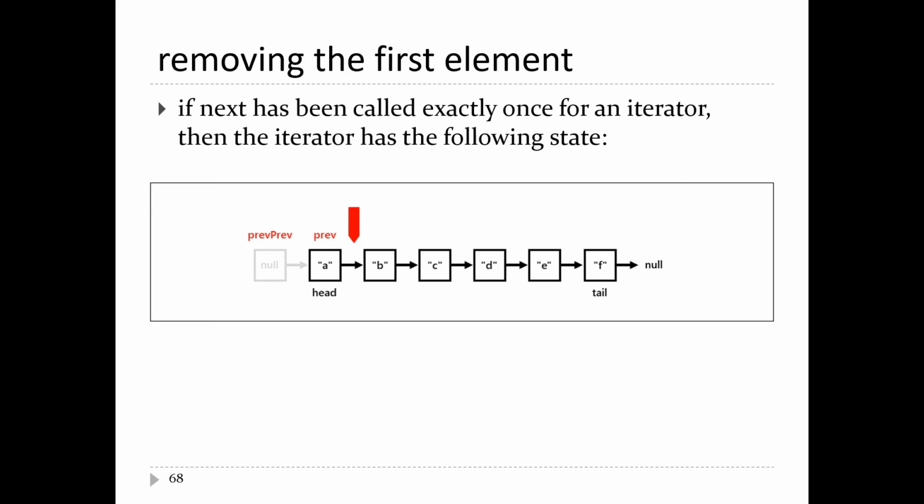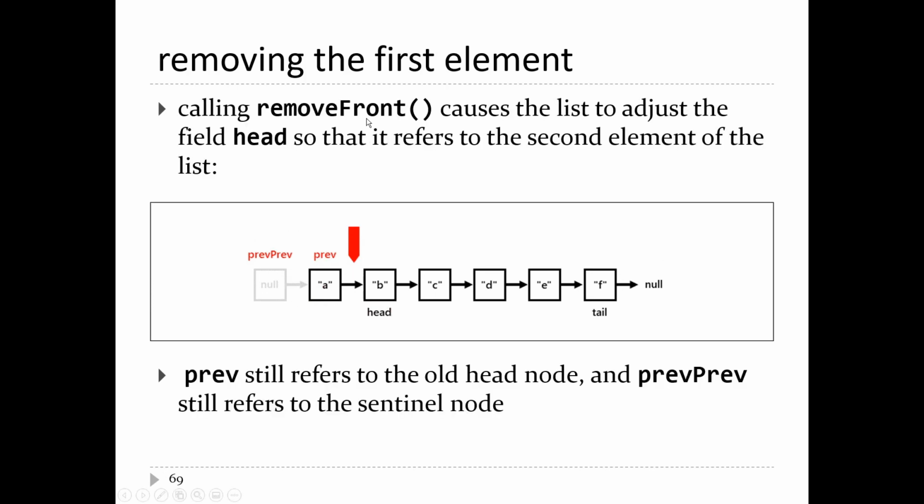What about removing the first element in the list? If we want to remove the first element in the list using the iterator, then we have to call next exactly once, and that moves the iterator to the position shown here. So calling remove on the iterator will remove that node there. Now to remove that node, we're going to use the remove front method. Remove front adjusts the head node of the list so that it points to the element after the iterator.